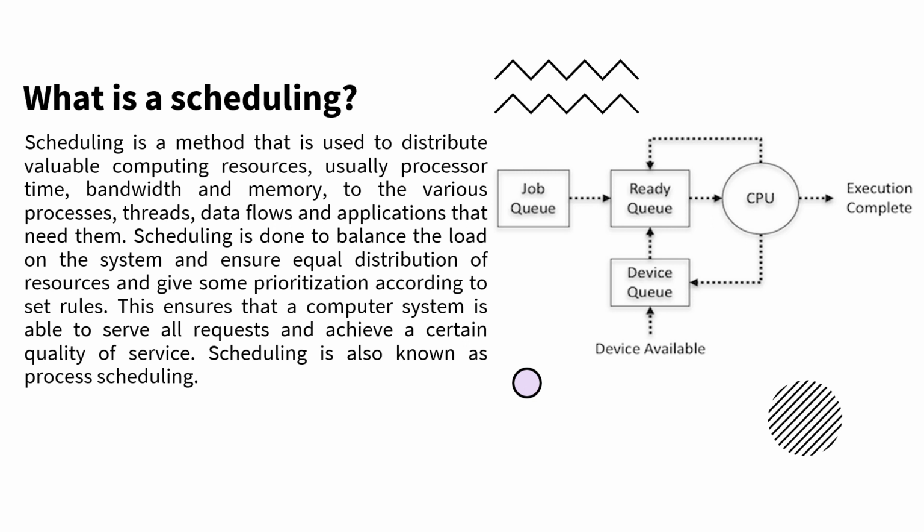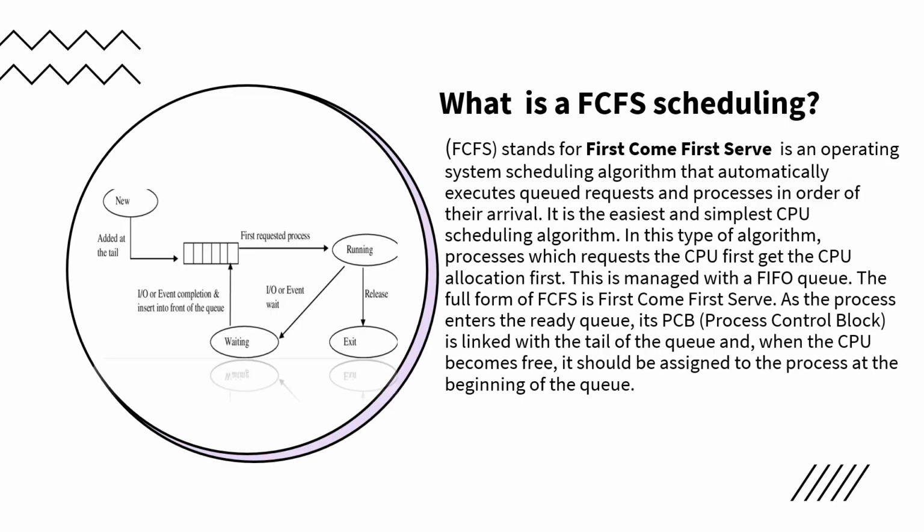As shown in the image, jobs enter the job queue and are made ready, and the CPU is allocated to them. Once execution is completed, the process is dispatched and exits. When a device is not available, the process waits in the device queue for a certain waiting time.